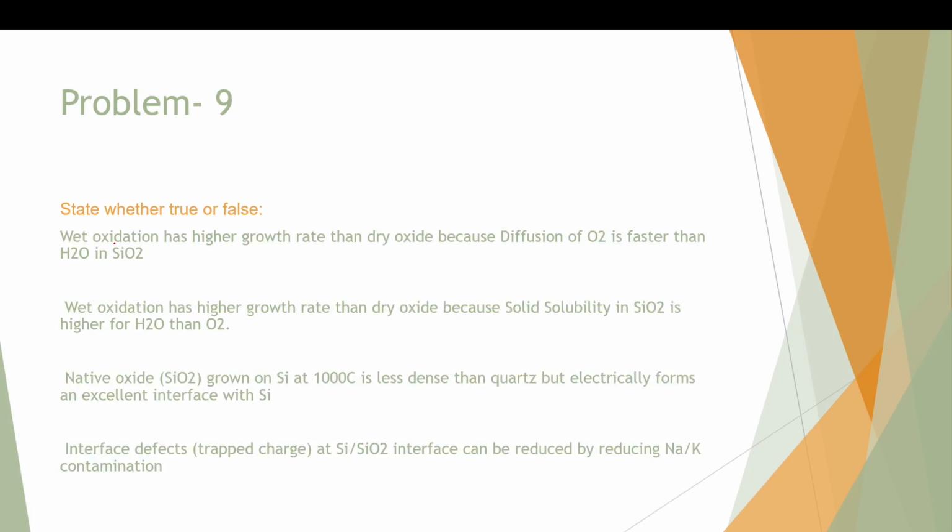Oh, more true and false problems. Wet oxidation has higher growth rate than dry oxidation, because diffusion of O2 is faster than H2O in SiO2. This statement sounds quite counterintuitive. That wet oxidation has higher growth rate than dry oxidation is true, but the reason, that diffusion of O2 is faster, doesn't make sense, right? If O2 diffused faster, then dry oxidation should have had a higher growth rate, but that's not the case. So this is a false statement.